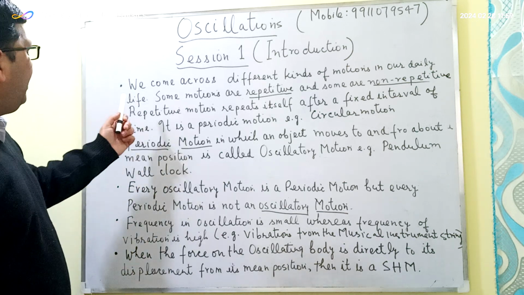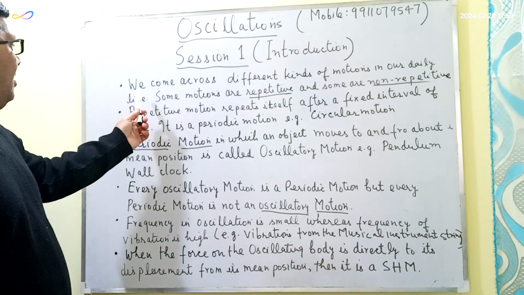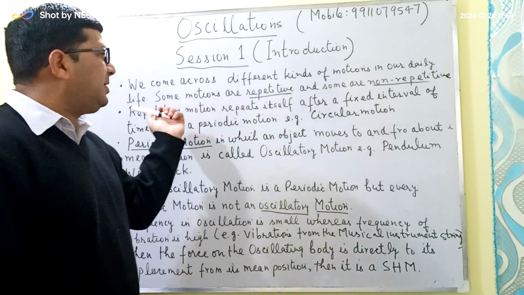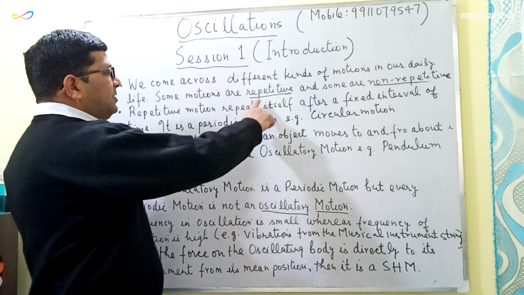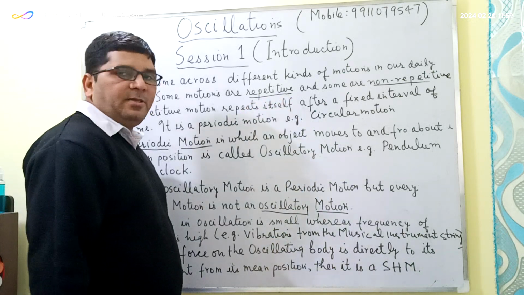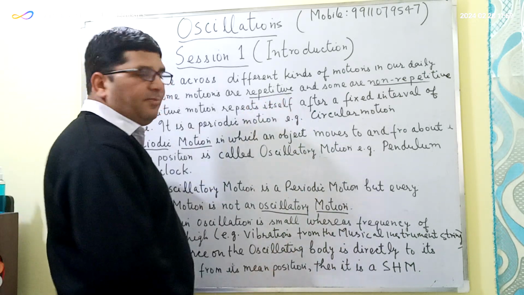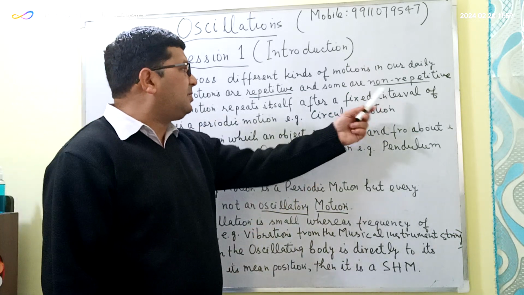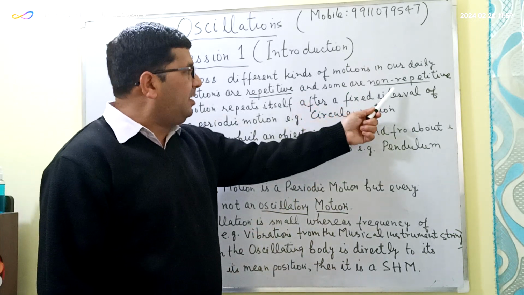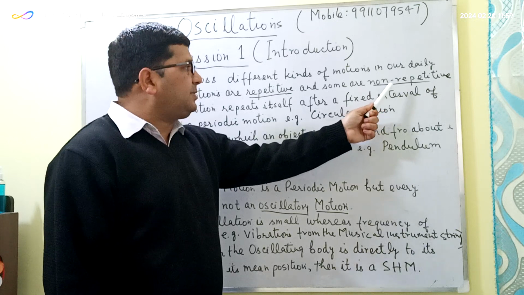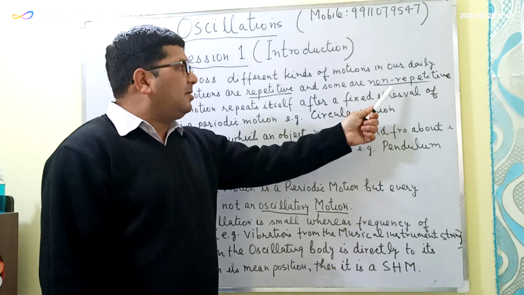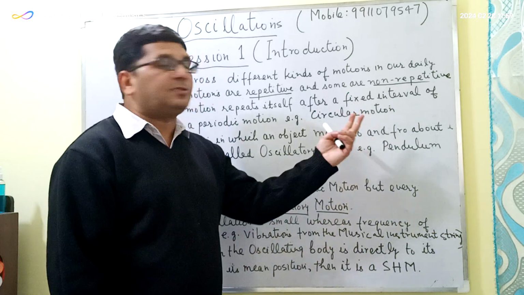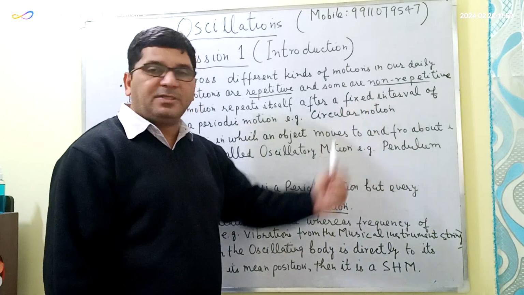So in the first point I have written that we come across different kinds of motion in our day-to-day life, and these motions are repetitive and non-repetitive in nature. So let us discuss these two types of motions with the help of examples. The non-repetitive motions can be a linear motion, it can be a projectile motion. So these are the two examples of the non-repetitive motion.